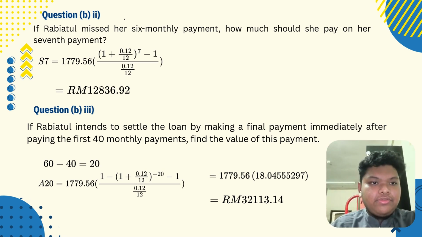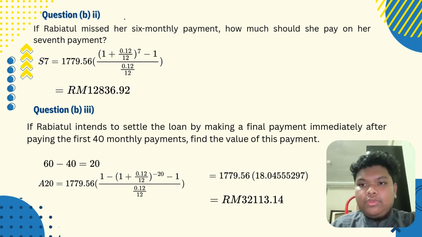Question B, 3 Roman. If Rabiatul intends to settle the loan by making a final payment immediately after paying the first 40 monthly payments, find the value of the payment. For this question, Rabiatul plans to settle the loan early after making 40 monthly payments. Originally, the loan period is 60 months. So the remaining payments are 60 minus 40 equals 20 months. To find the final settlement amount, we calculate the present value using an annuity formula.